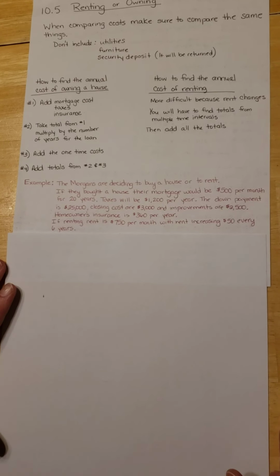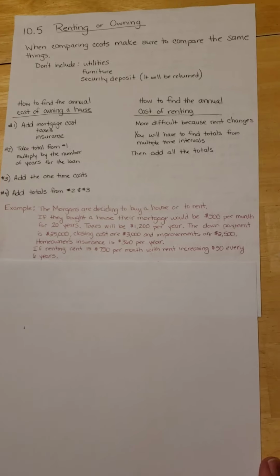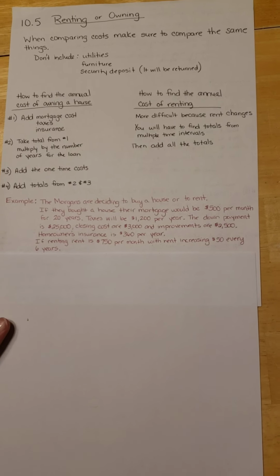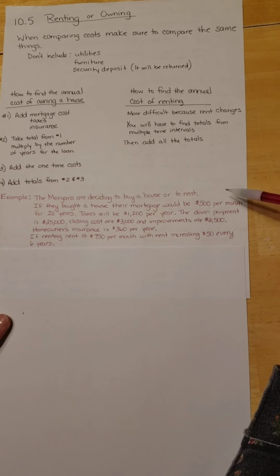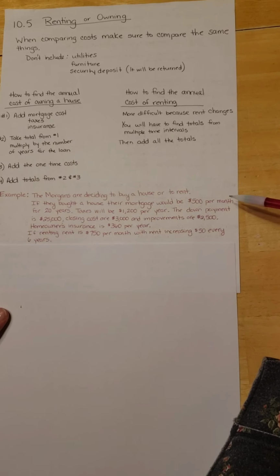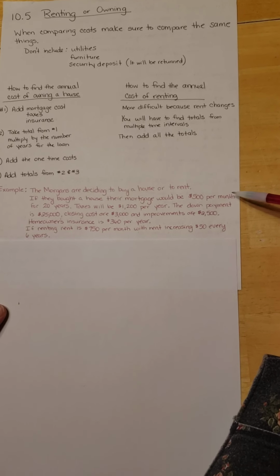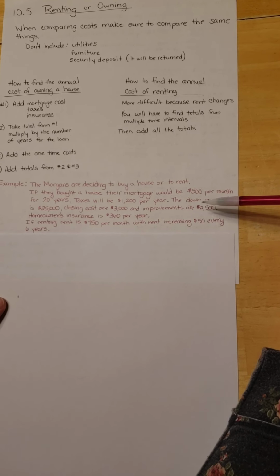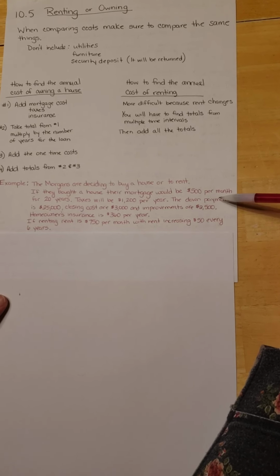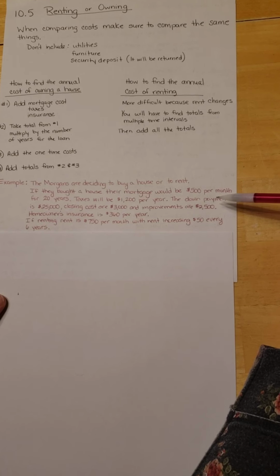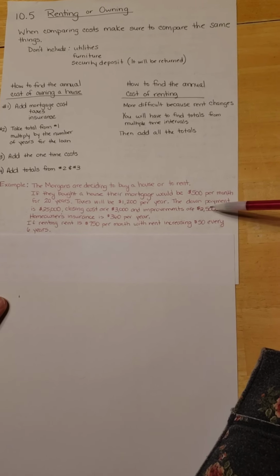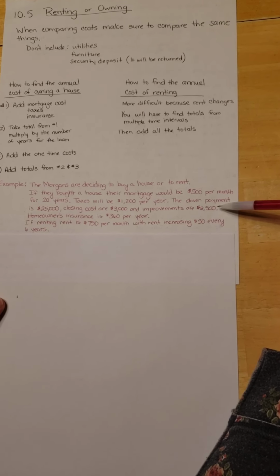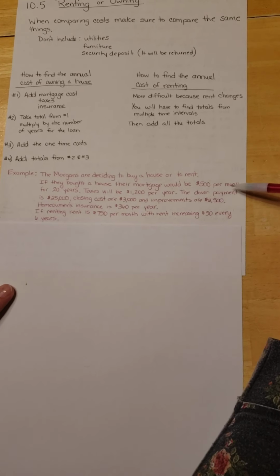There's a lot to it. It is in the example in your book too if you want to look at it. It says the Morgans are deciding whether to buy a house or to rent. If they bought a house, their mortgage would be $500 per month for 20 years. Taxes will be $1,200 per year, and the down payment is $25,000. Closing costs are $3,000. Improvements are $2,500. So that's all for the house.